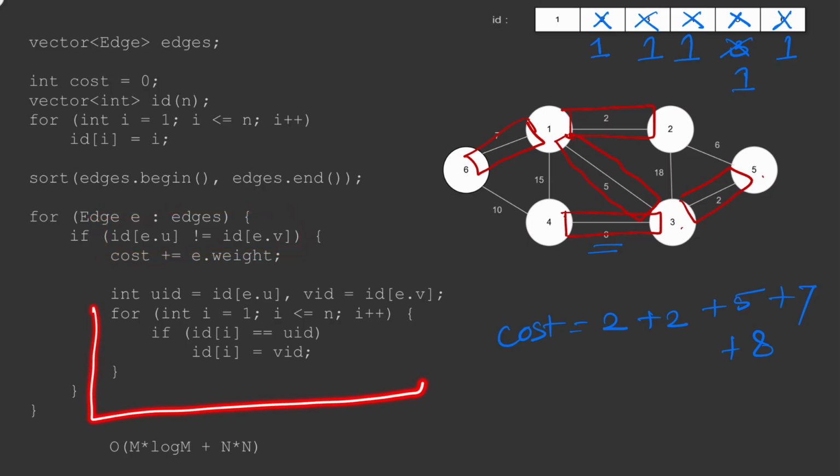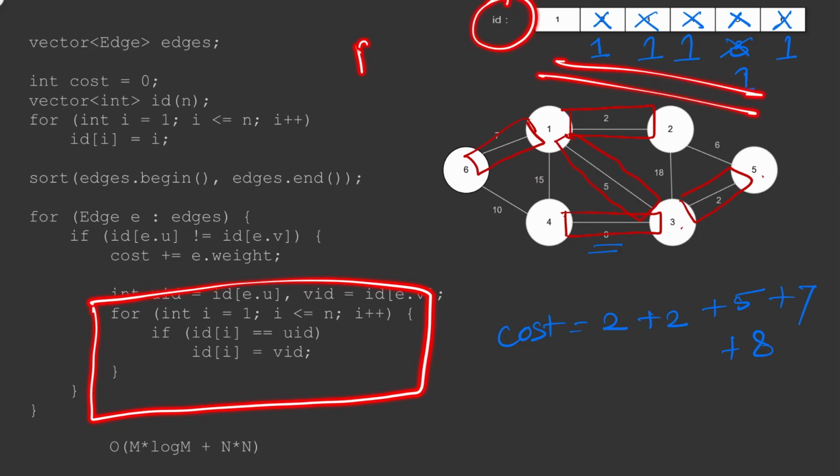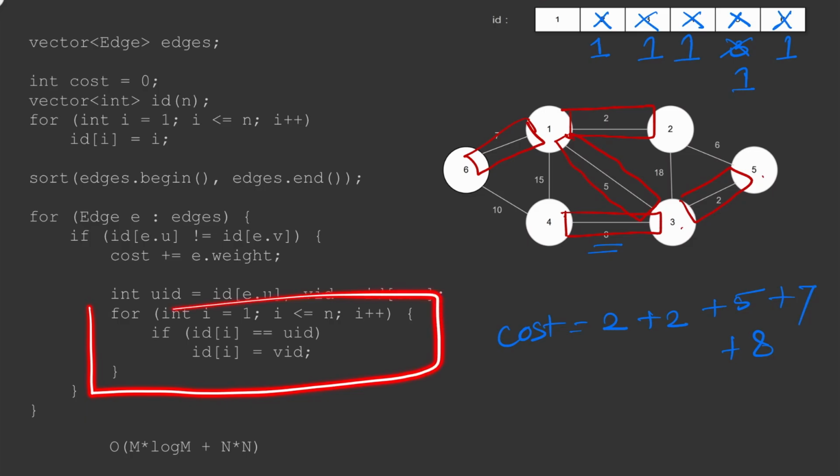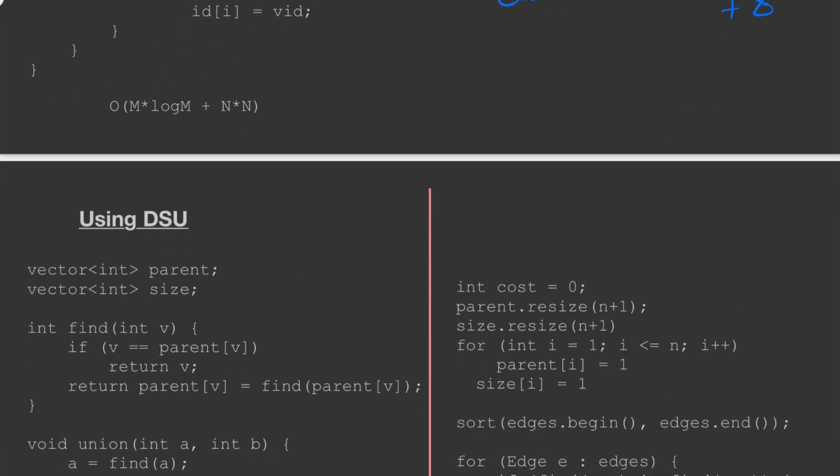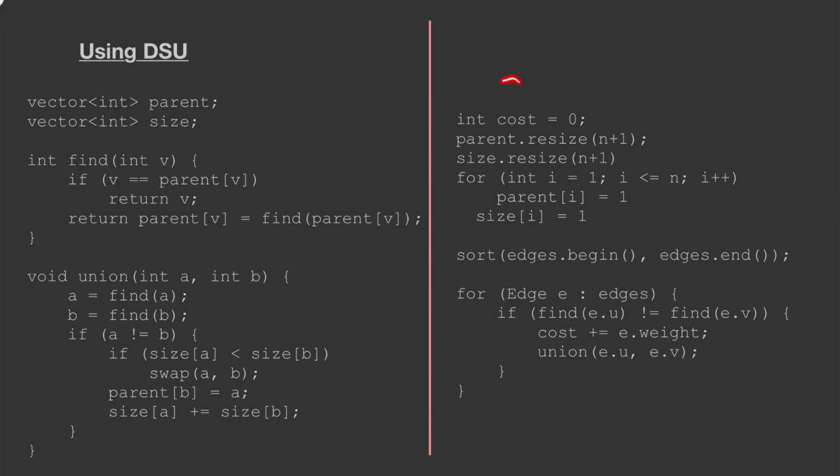Also, if you look carefully, we are actually updating these IDs, and this ID actually resembles the parent array that we have in DSU. Here we are taking O of n time whenever we select an edge. But remember, in DSU, the union takes constant amount of time. So this is a find operation right here, and this is a union operation right here. We can actually replace this particular for loop by union and find, and that's what we have done here. See on the right hand side, code is exactly the same.